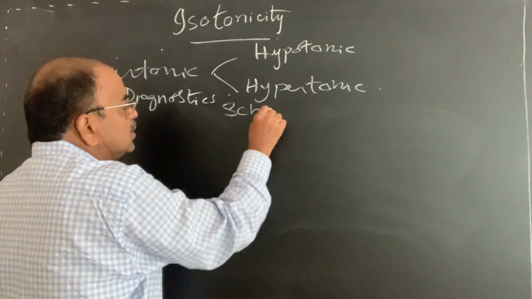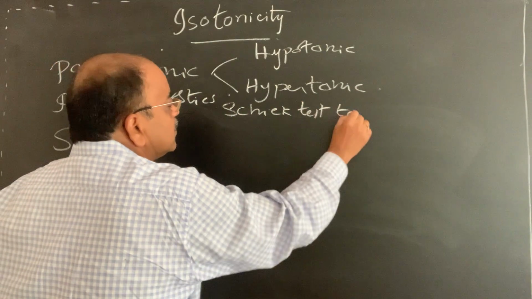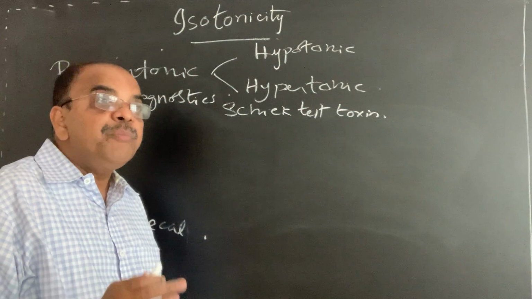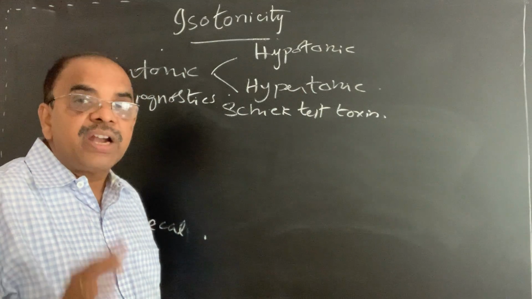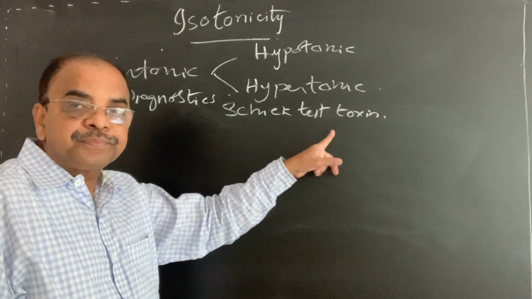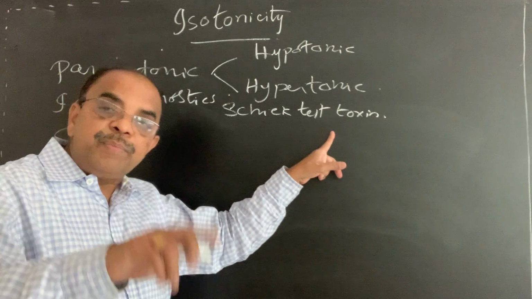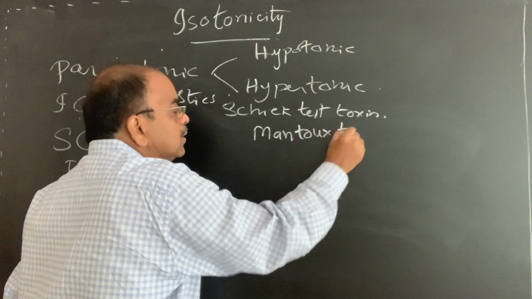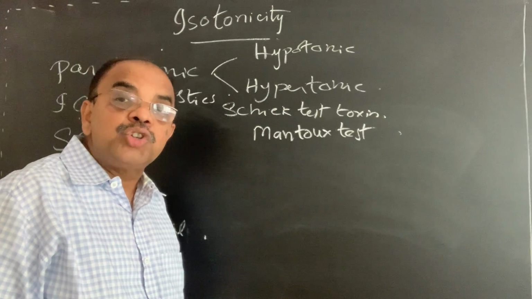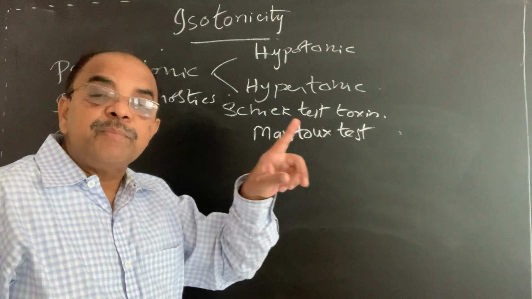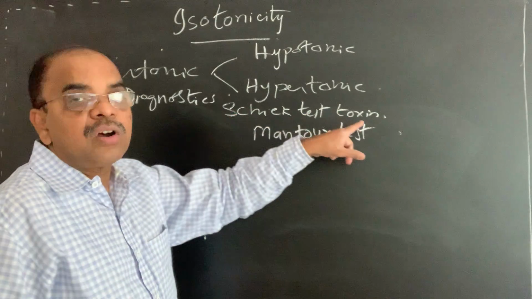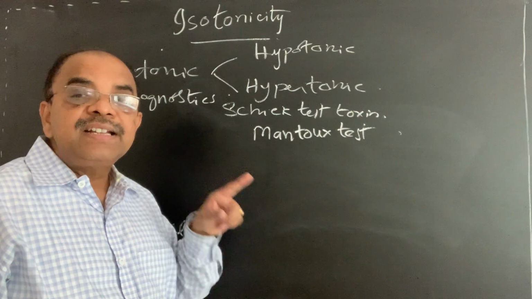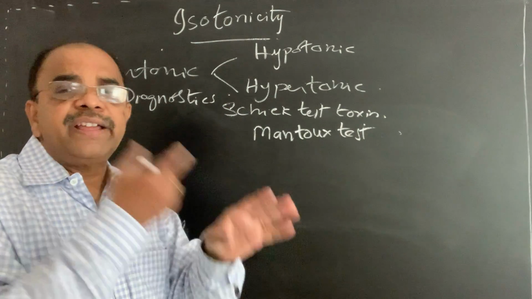Example, Schick test toxin. To diagnose whether a person has immunity for diphtheria or not, we have to use Schick test toxin. To diagnose whether a person has TB or not, we use the Mantoux test. To diagnose tuberculosis, Mantoux test. To diagnose immunity for diphtheria, we use the Schick test toxin. Right? So these preparations must be given by the intracutaneous route, the outermost layer, I can say that.